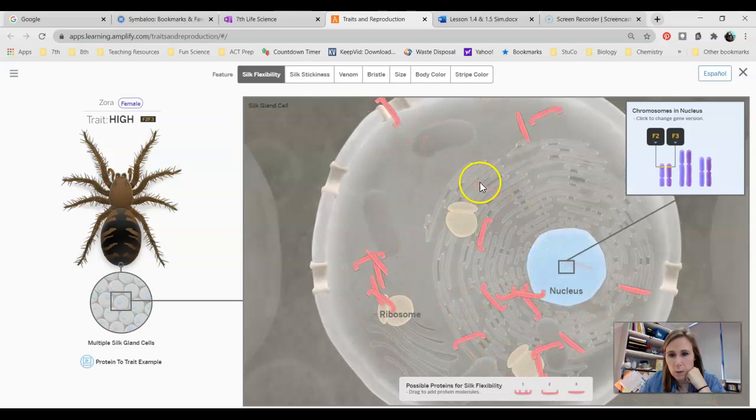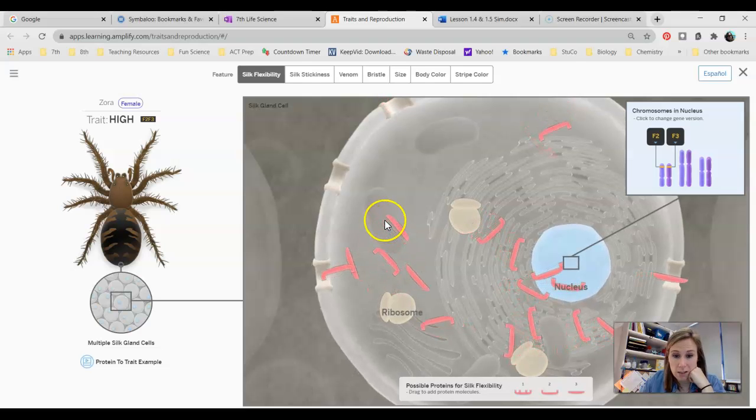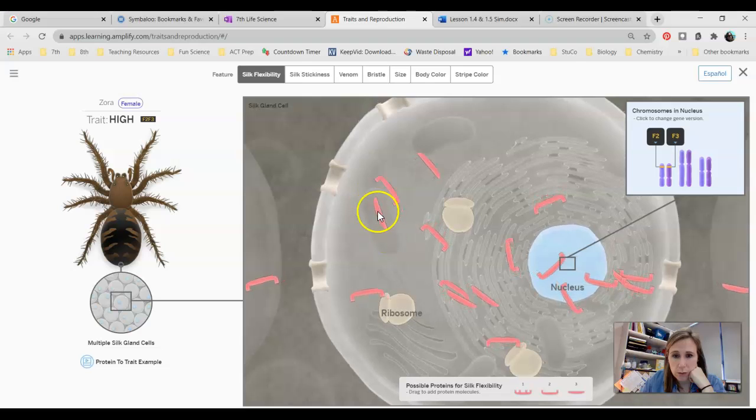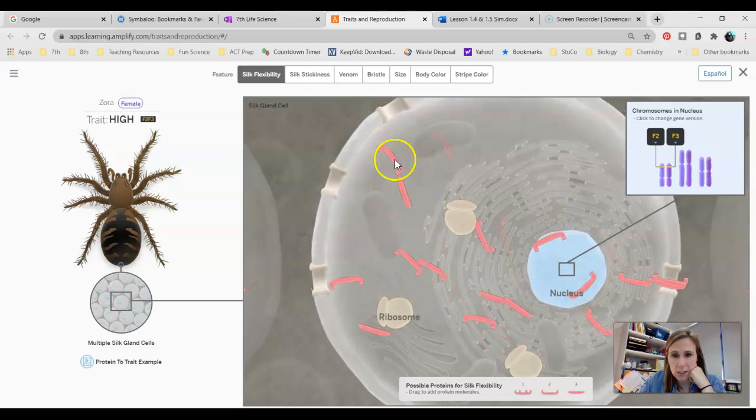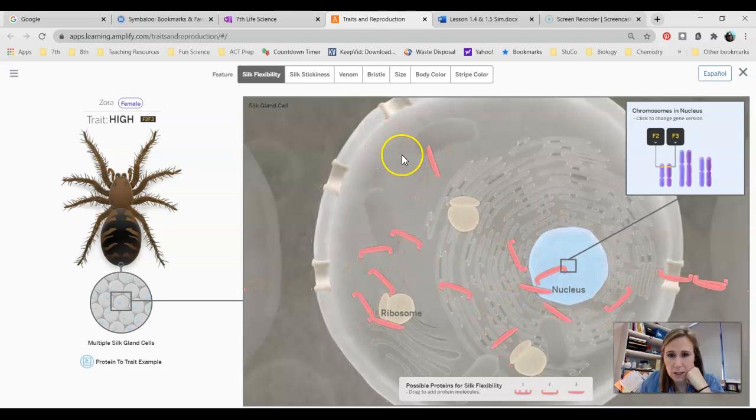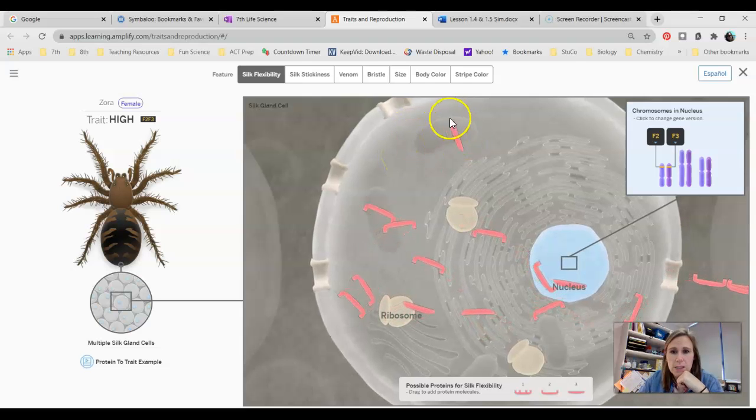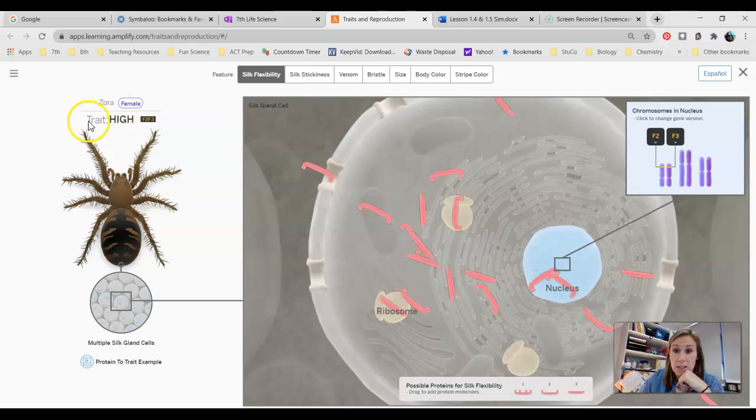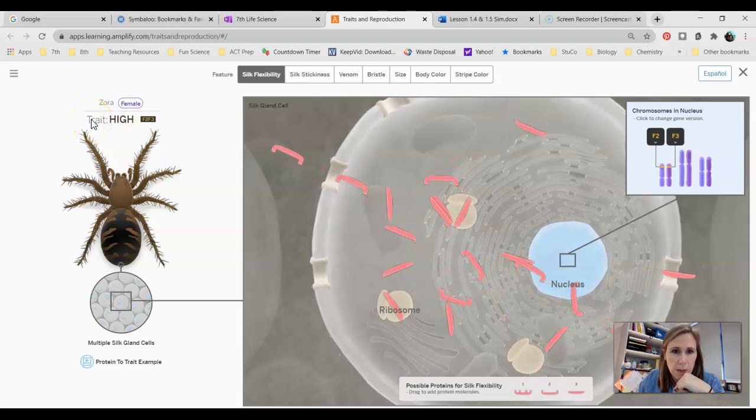You don't see a whole lot of connectors on 2 and 3. So 3 really doesn't have any connectors, and 2 only has the little ends there. So how might that influence the fact that Zora has high silk flexibility? Okay, something for you guys to think about.